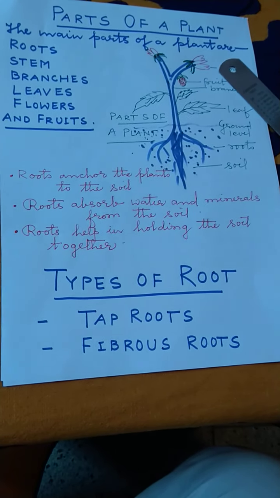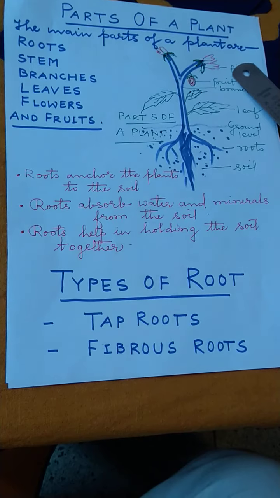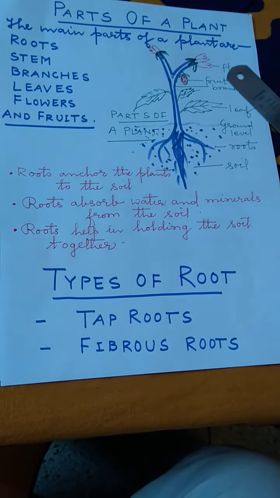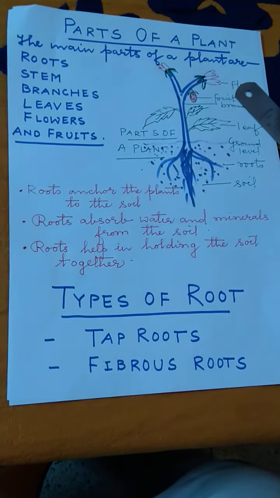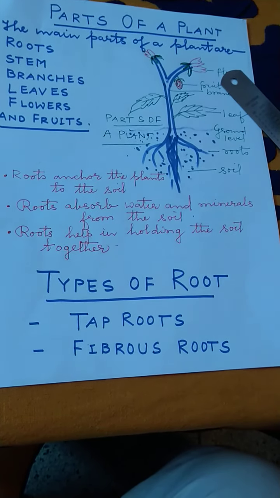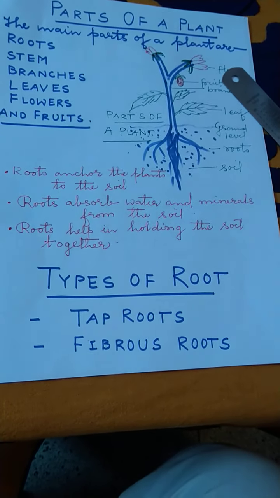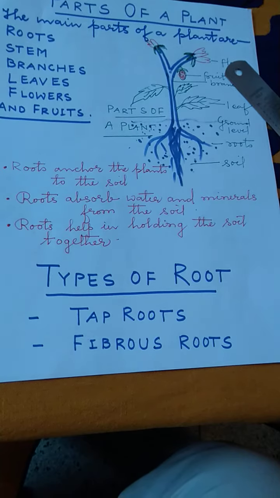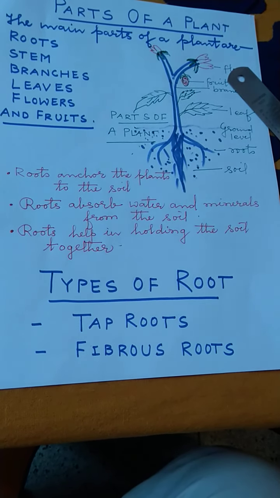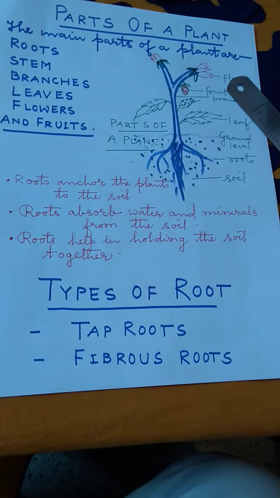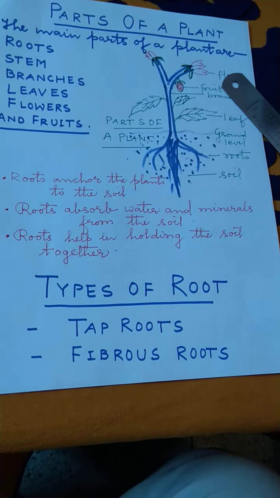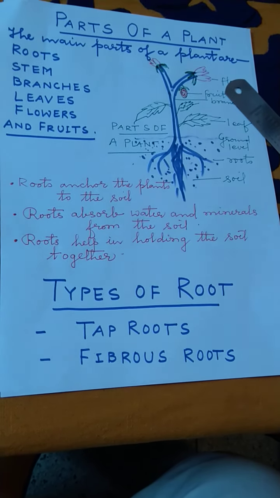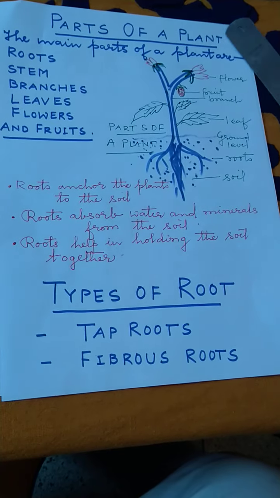Children of Standard 6, yesterday I had completed discussion of the first part of the chapter Getting to Know Plants. I had discussed herbs, shrubs and trees, climbers and creepers. We must now know about parts of a plant.